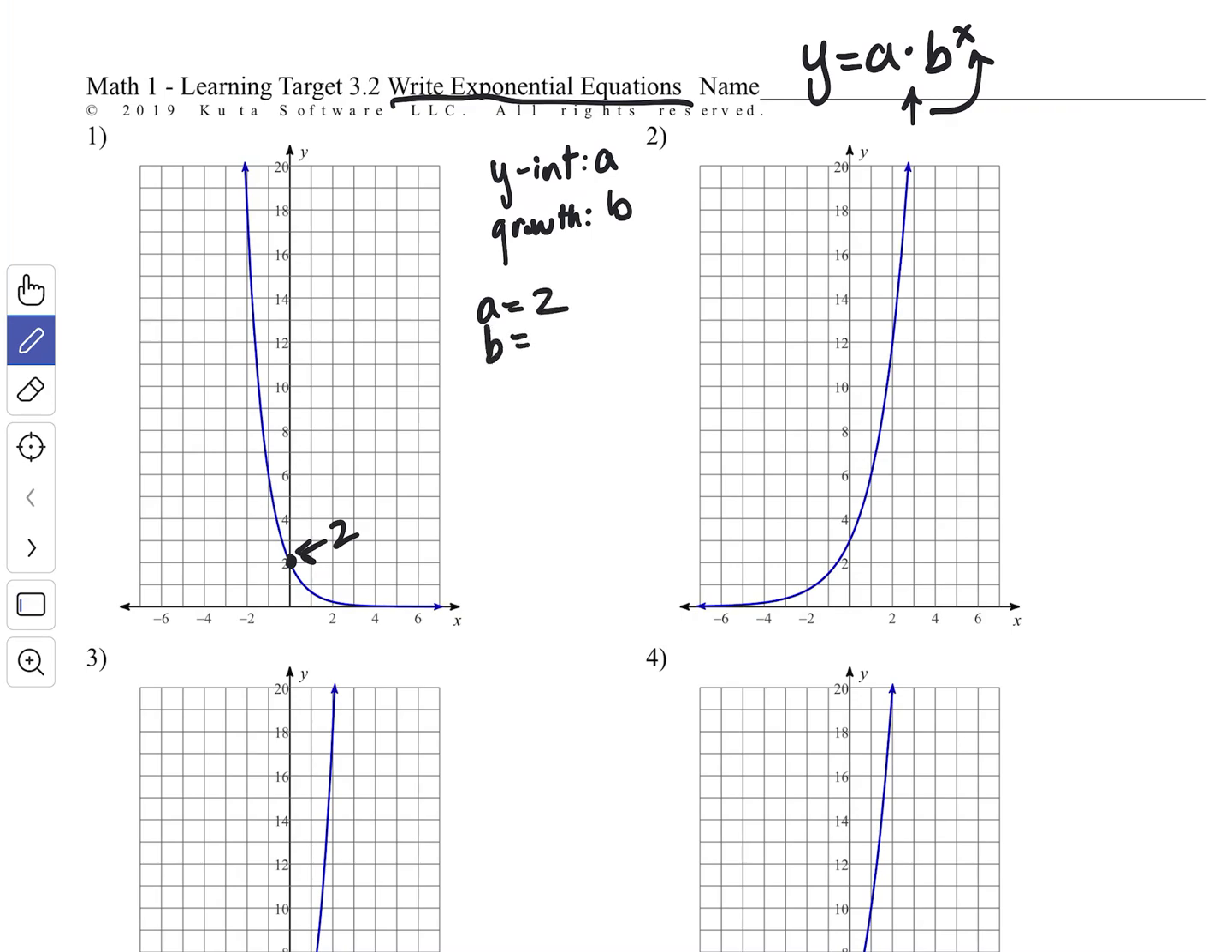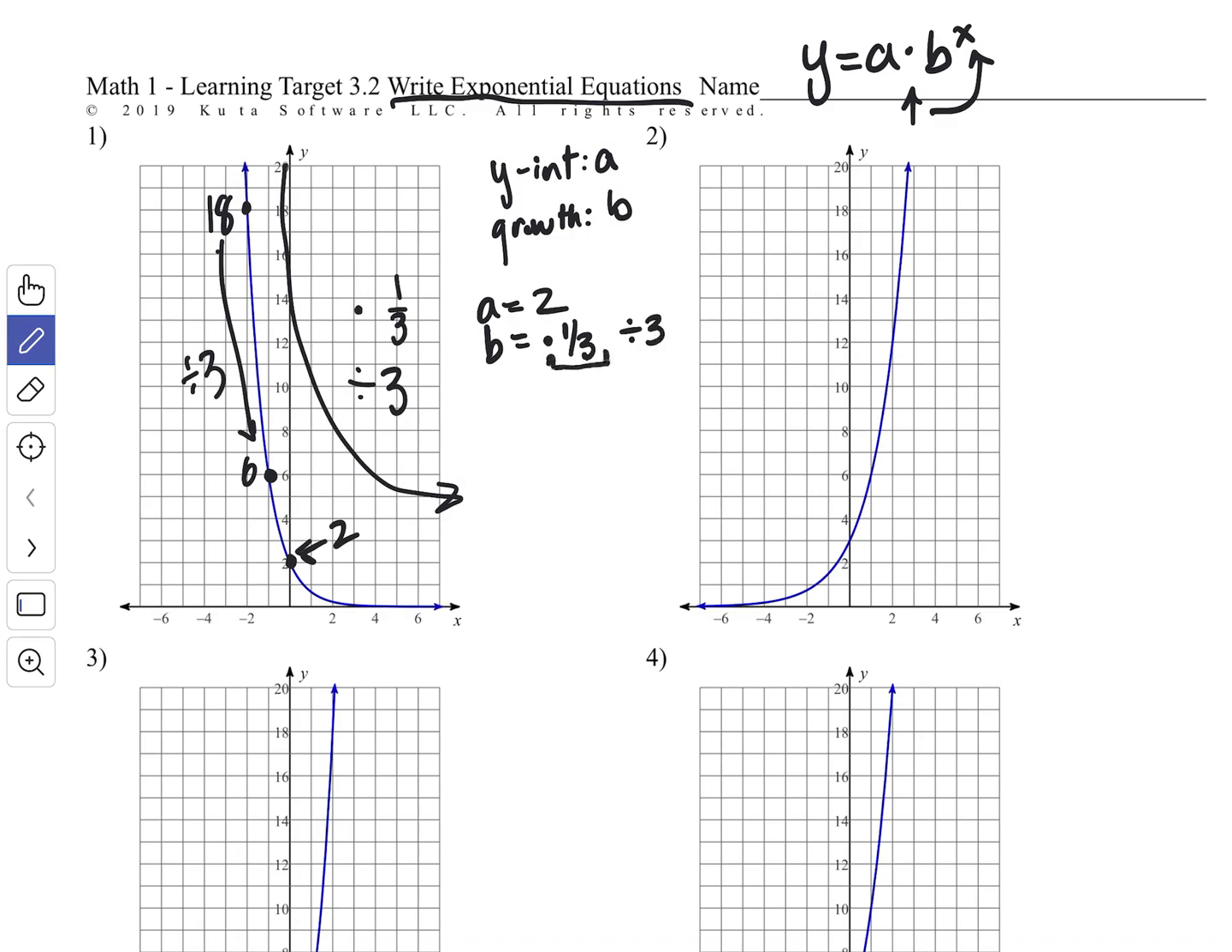To get my b, I'm going to take a few points. So it looks like I've got a point here and looks like here. So we go from 18 to 6 to 2. So I'm going down in this direction, so I know I'm going to be dividing or timesing by a fraction. Okay, so 18 to 6, we're dividing by 3, which is also timesing by a third, right? So I'd be timesing by a third, or you could write dividing by 3. Both of them are correct.